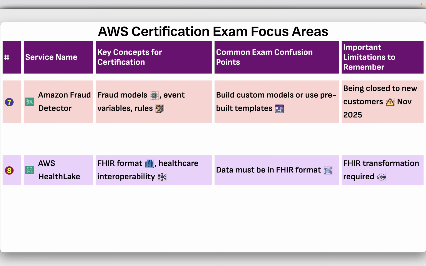AWS HealthLake. Key concepts for certification are it only supports FHIR format, which is Fast Healthcare Interoperability Resources, and healthcare interoperability. Common exam confusion points: this must be remembered, that data must be in FHIR format, and again FHIR transformation is required.